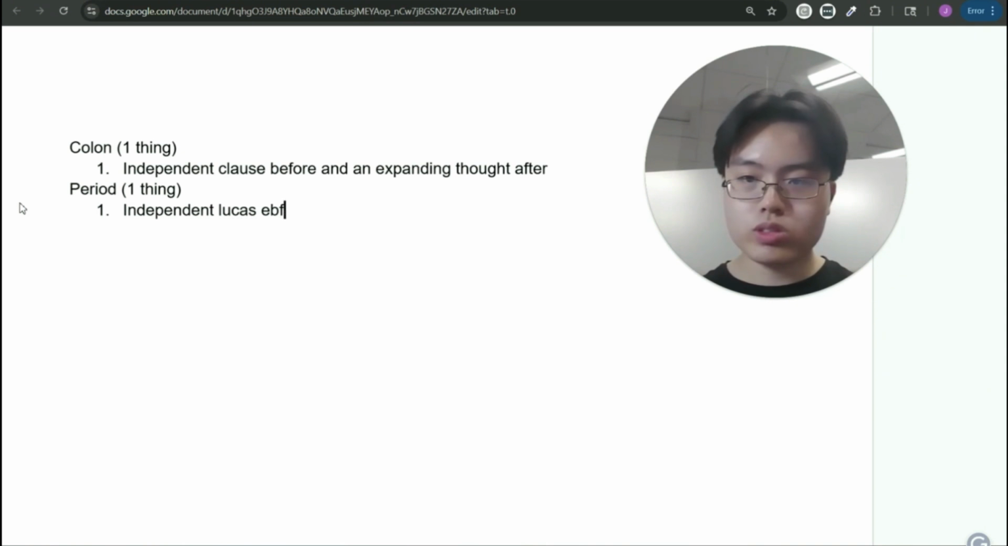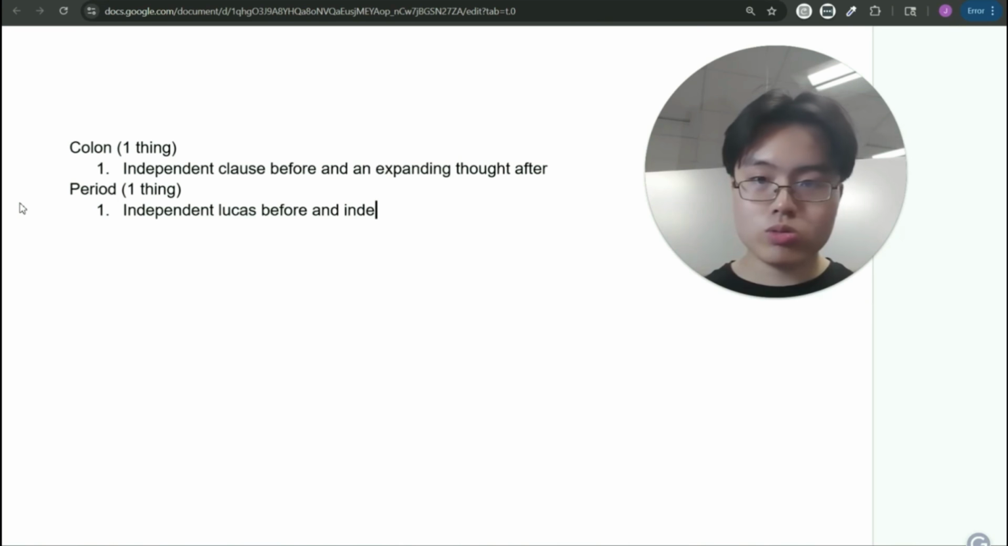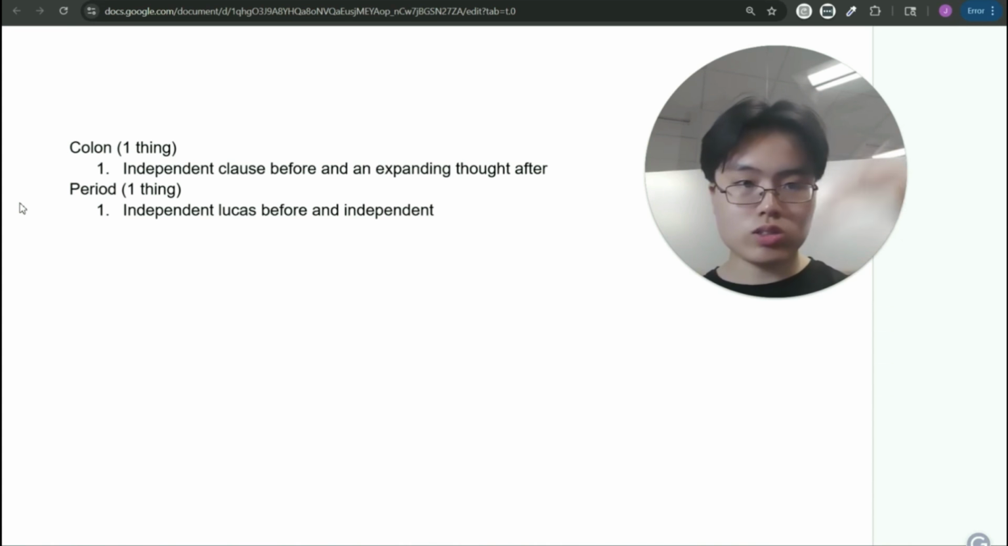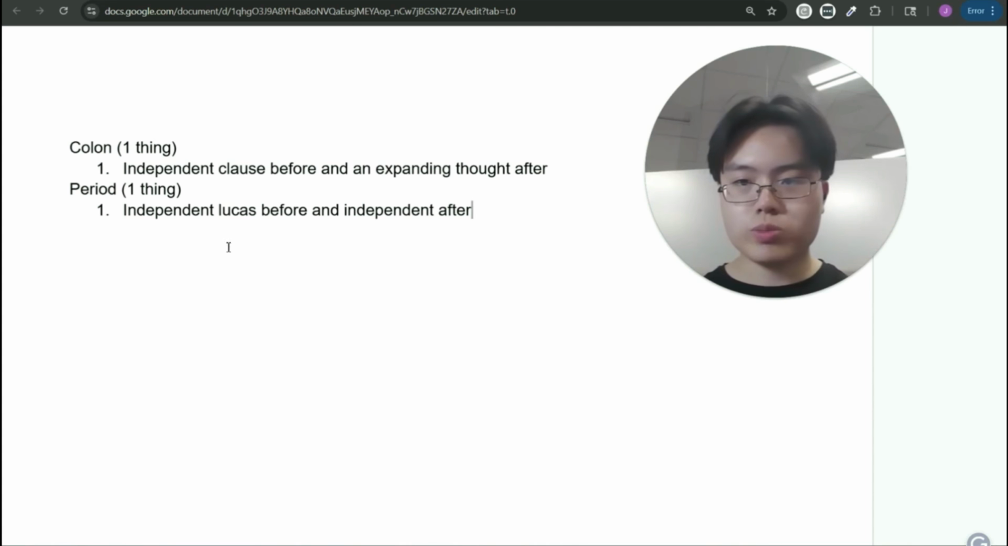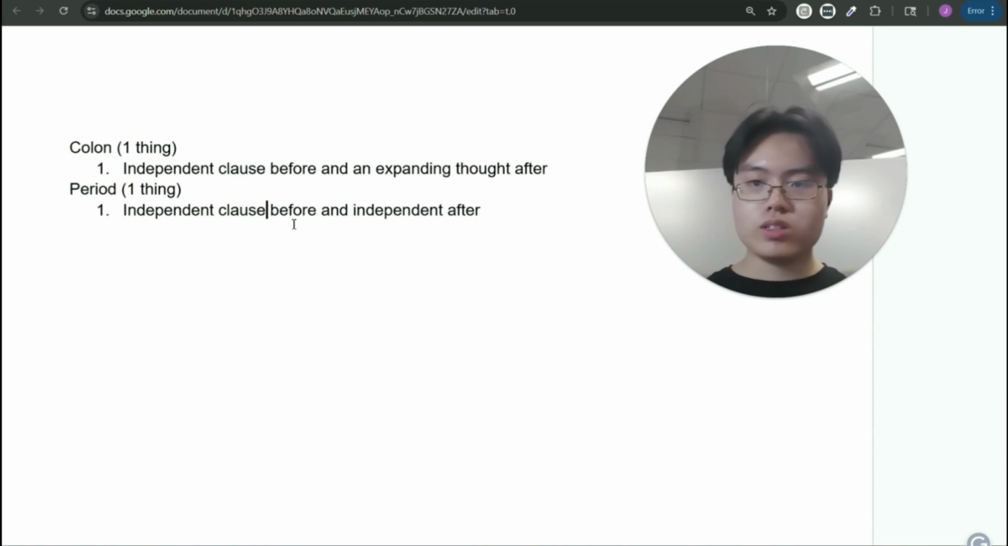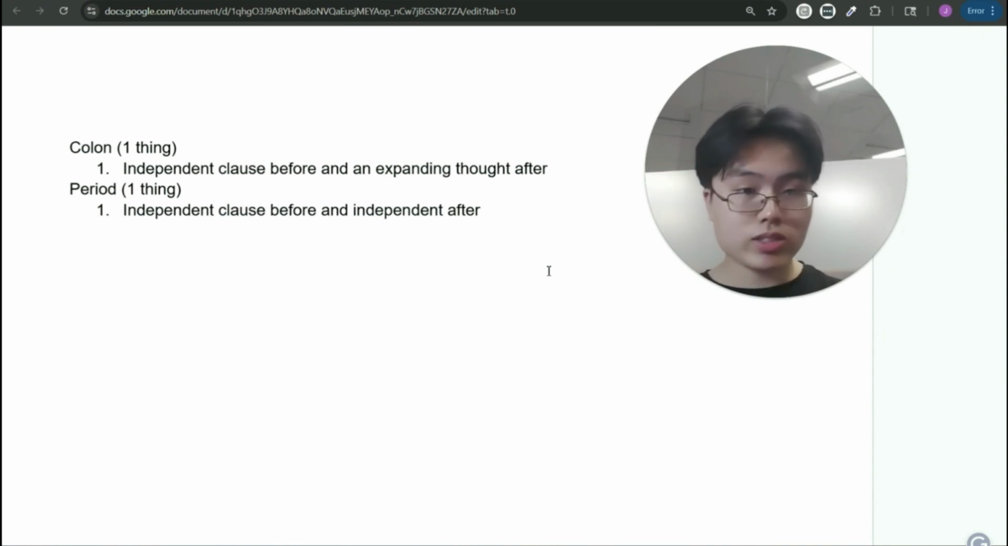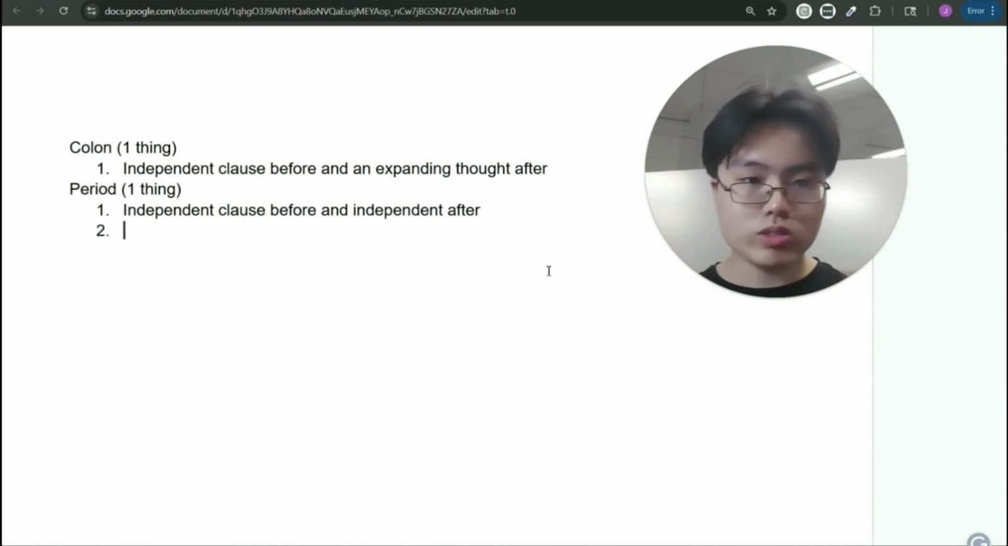Independent clause before and independent. And I'm going to teach you the order you check these answer choices in later on, so you don't get confused about, like, do I know if it's a colon or a period? How do I know? I'll teach you. All right, independent clause before and independent clause after. I think it's pretty self-explanatory. If there's an independent clause before it and there's an independent clause after it, a period should go there.